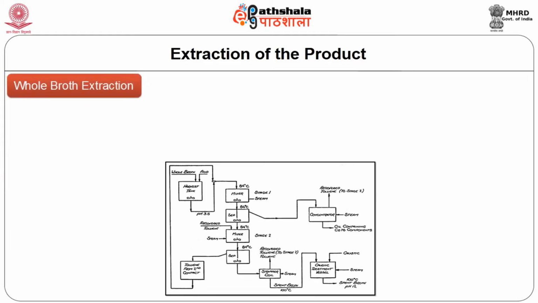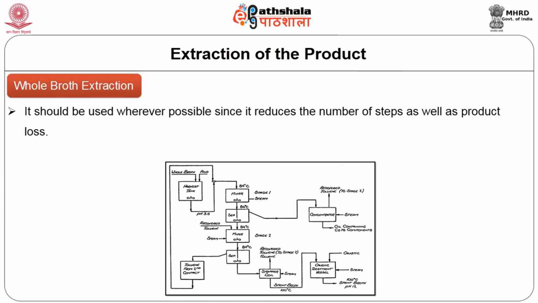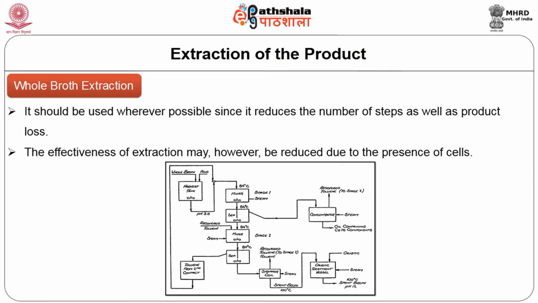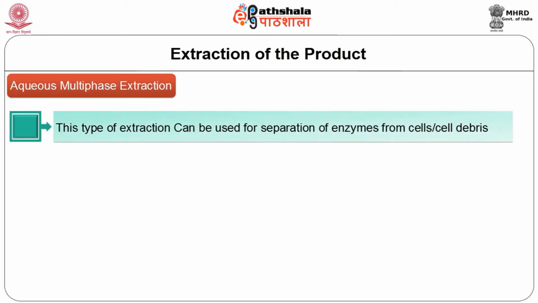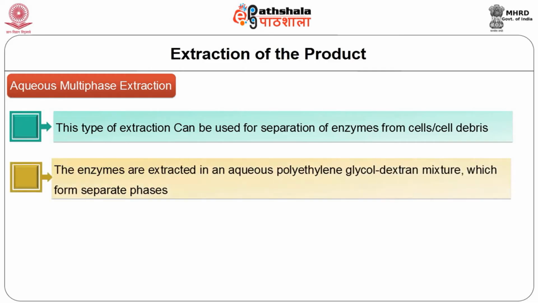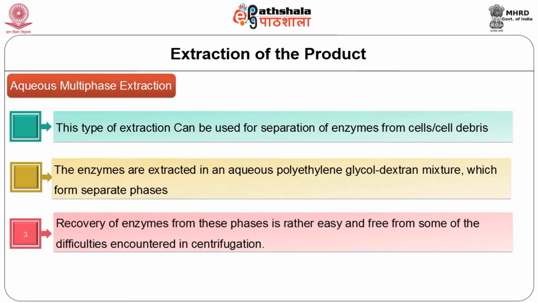Coming to the whole broth extraction, it should be used wherever possible since it reduces the number of steps as well as product loss. The effectiveness of extraction may, however, be reduced due to the presence of cells. Next type of extraction is the aqueous multiphase extraction, which can be used for separation of enzymes from cells or cell debris. The enzymes are extracted in an aqueous polyethylene glycol dextran mixture which form separate phases. Recovery of enzymes from these phases is rather easy, unlike some of the difficulties encountered in centrifugation.